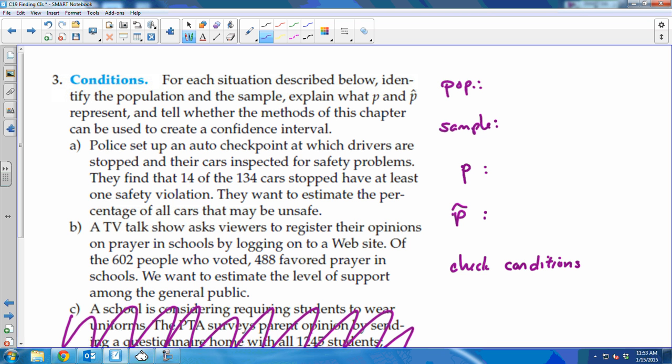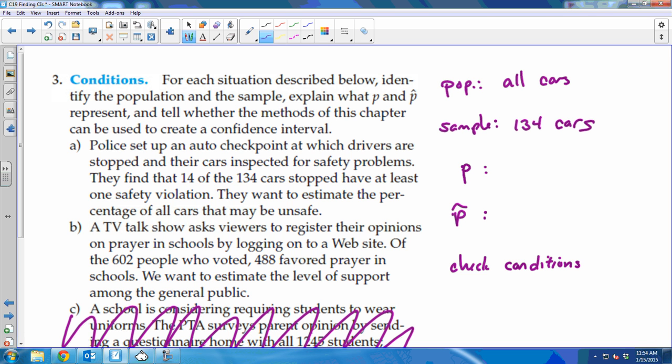So, for A, police set up an auto checkpoint at which drivers are stopped and their cars inspected for safety problems. They find that 14 of the 134 cars stopped have at least one safety violation. They want to estimate the percentage of all cars that may be unsafe. So what is the population I'm referring to? All cars. What's our sample? The cars that were in the sample, so the 134 cars.